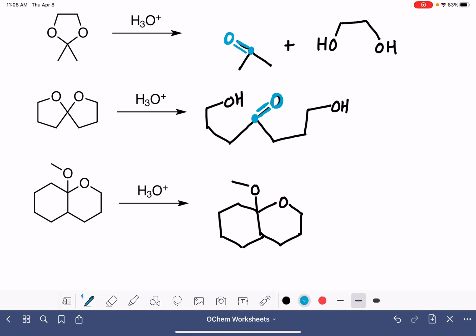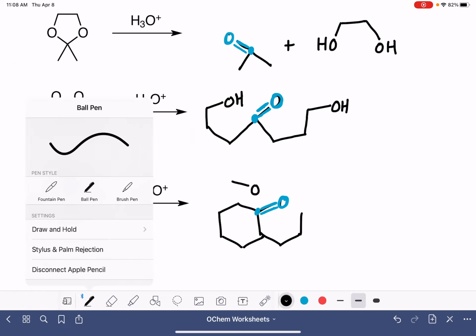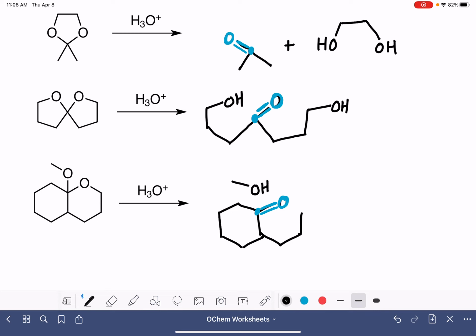This time I'm going to pick the one that's on the right-hand side. So I'm going to pick the oxygen on the right-hand side. That's going to be my carbonyl group. Once I've made the carbonyl group, I need to isolate it. I'm going to isolate it by breaking the bond between the carbonyl carbon and the oxygen that I did not choose. So I'm going to break that bond right there. And I'm also going to break the bond to the other end of the oxygen. Now I need to add an H and I need to add an OH.